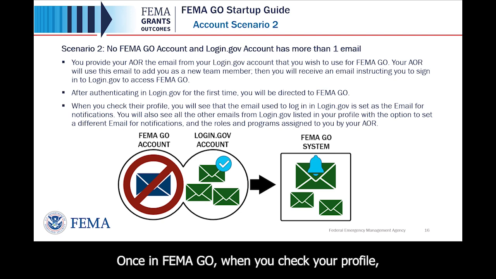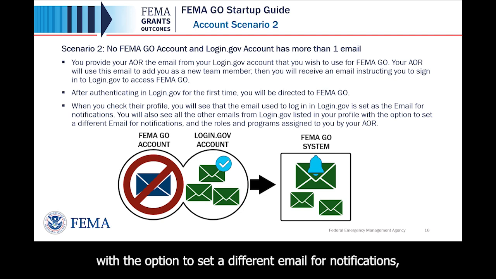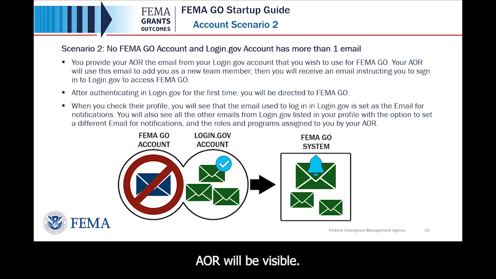Once in FEMA Go, when you check your profile, you will see that the email you use to log in to login.gov is set as the email for notifications. You will also see the other emails from login.gov listed in your profile with the option to set a different email for notifications, and the roles and permissions assigned to you by your AOR will be visible.